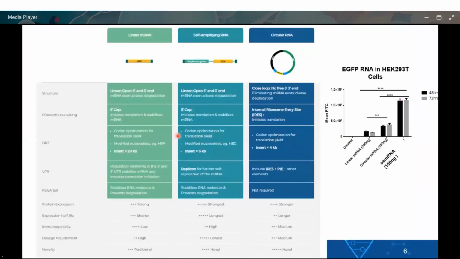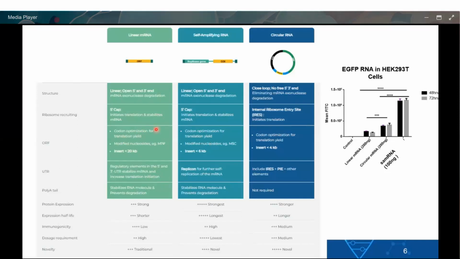Okay, so this one shows a comparison between these three kinds of RNA. We compared the structure, ribosome recruiting, ORF, UTR, poly A tail, protein expression, half-life, immunogenicity, dosage requirement, and novelty. Okay, so let's see the structure part.